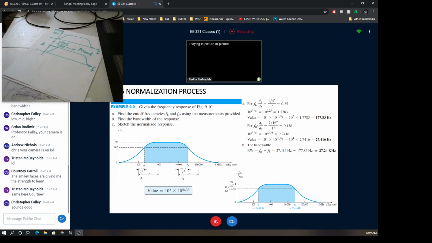We need to find the cutoff frequencies. We were given a sketch of a frequency response, and we are asked to find the low frequency response and high frequency response cutoff frequencies.